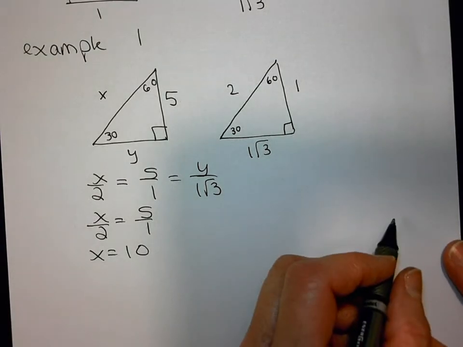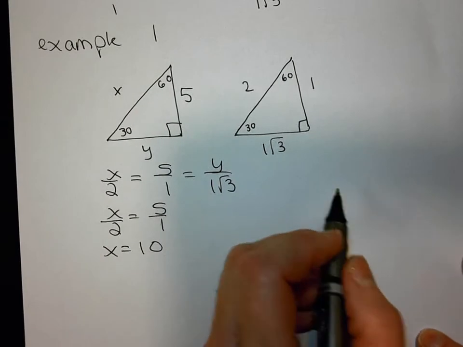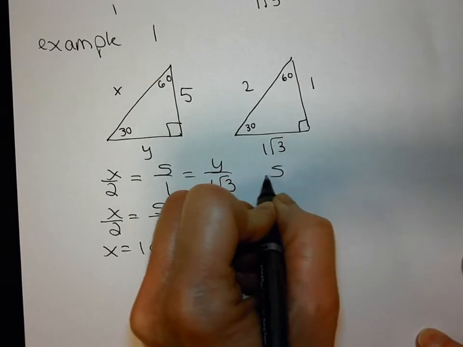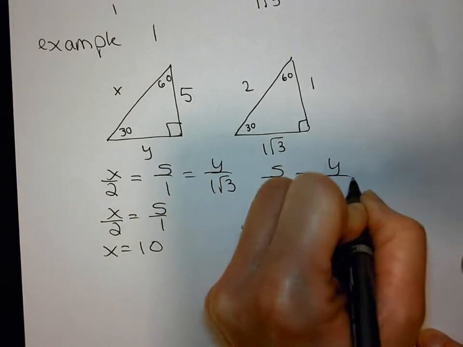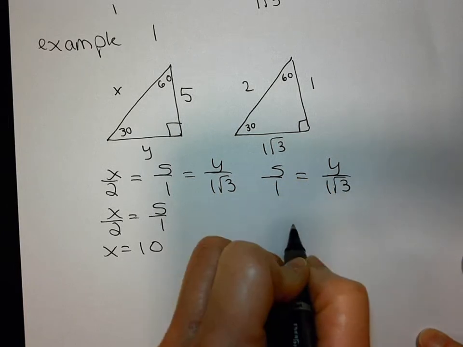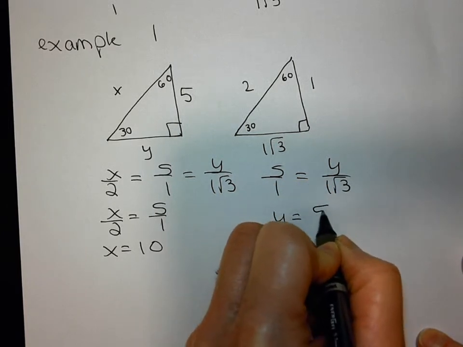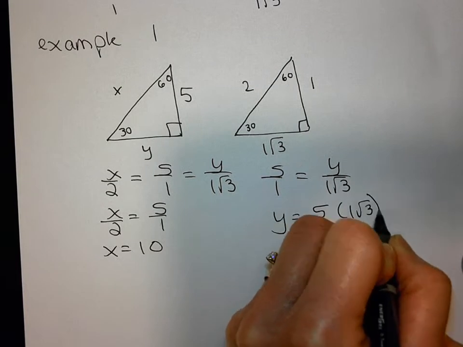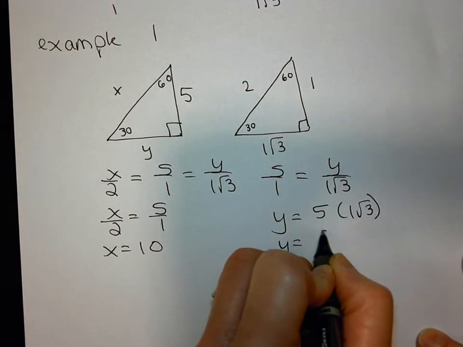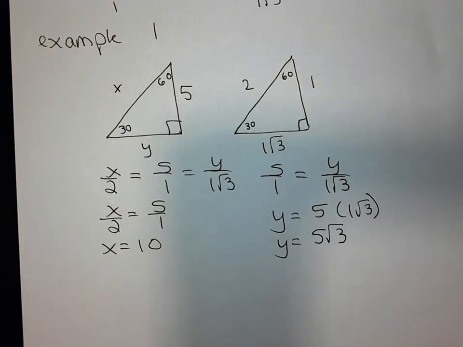Okay, if we do the other one. Now we're going to do 5 over 1 is equal to y over 1 square root of 3. 1 times y is y. 5 times 1 square root of 3. Y is 5 square roots of 3.